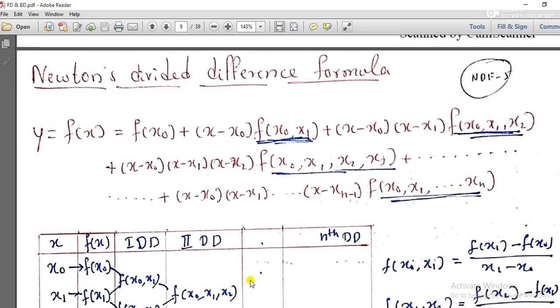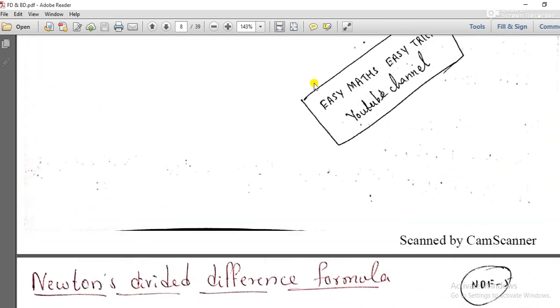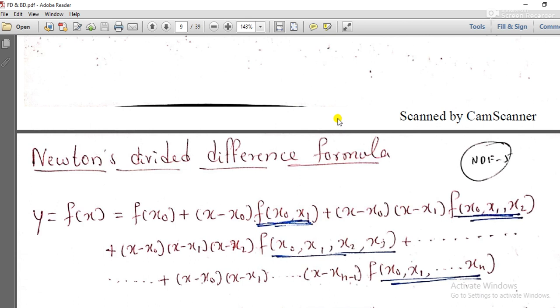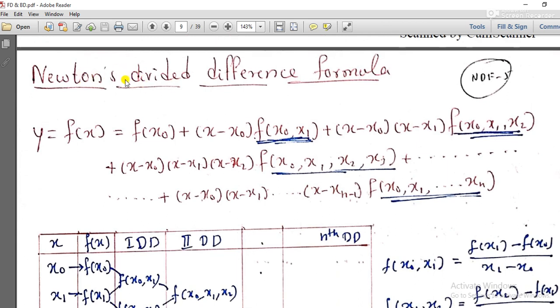Today I am going to teach you Newton's divided difference formula. Last class we discussed Newton's forward and backward interpolation formulae and examples, and today I have to teach you Newton's divided difference formula.